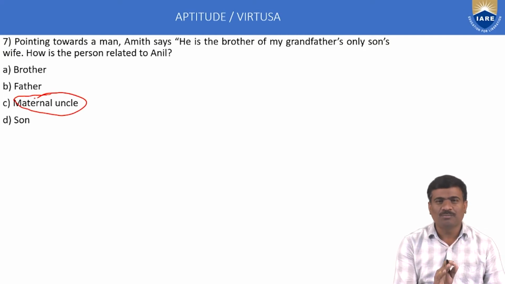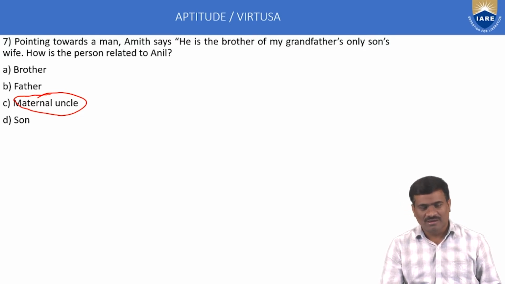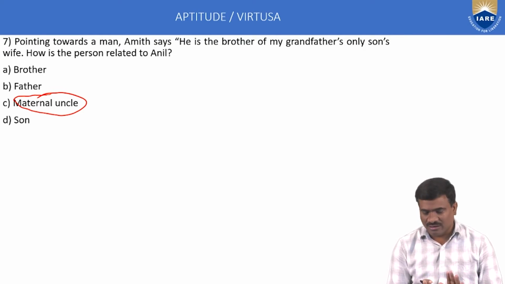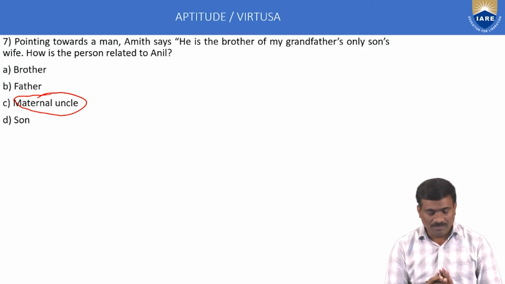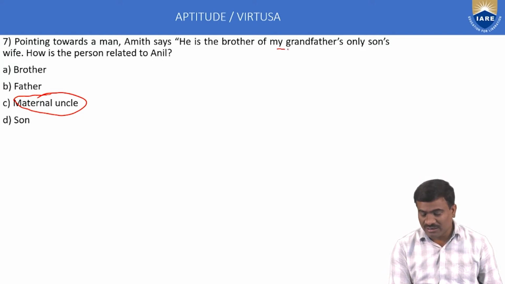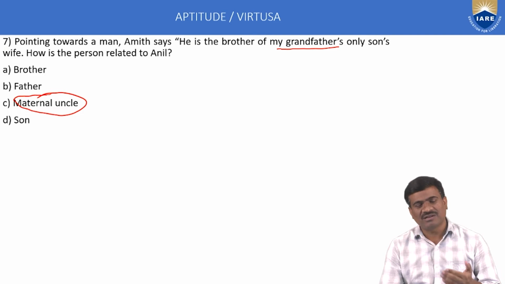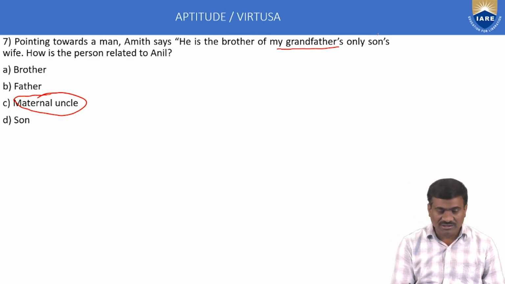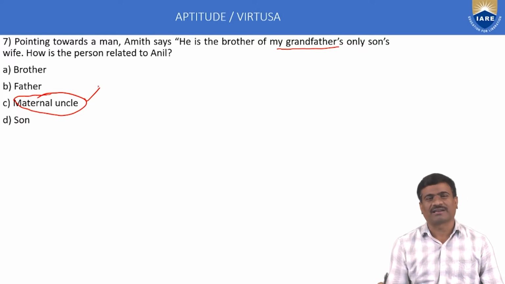Mother's brother is called maternal uncle. Father's brother is called paternal uncle. But option C, maternal uncle. Short method: apply the back to front method. Back statement: my grandfather's only son means my father. My father's wife is mother. Mother's brother is maternal uncle. So option C only is correct.